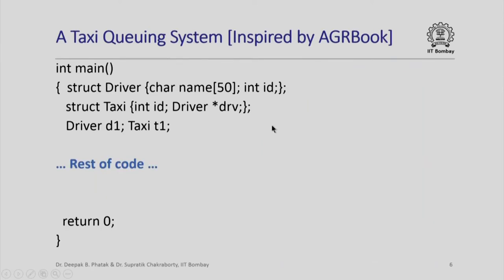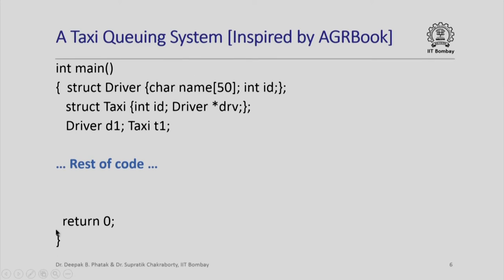Let's see how this memory layout might look for a simple program like this. Now, this program is actually part of a taxi queuing system. We will see the complete program for the taxi queuing system in a later lecture, and this taxi queuing system problem is actually inspired by an example in the AGR book.